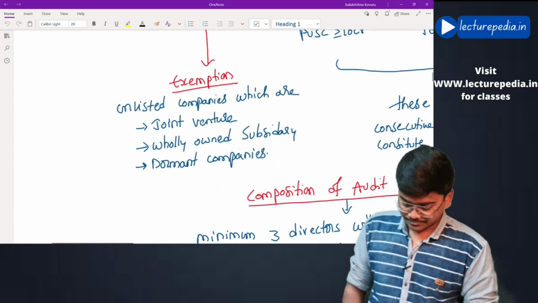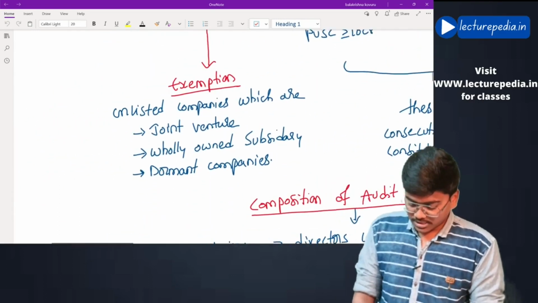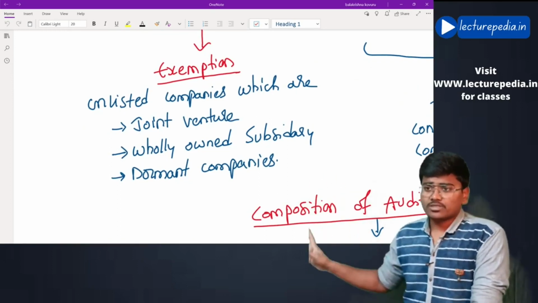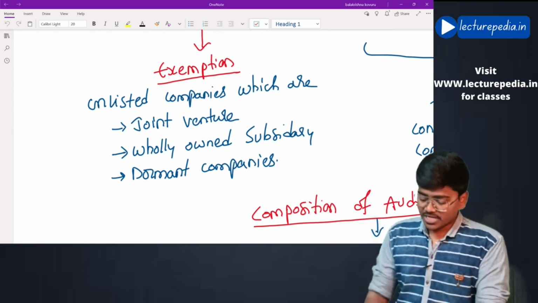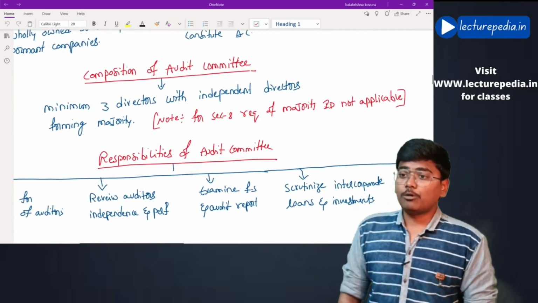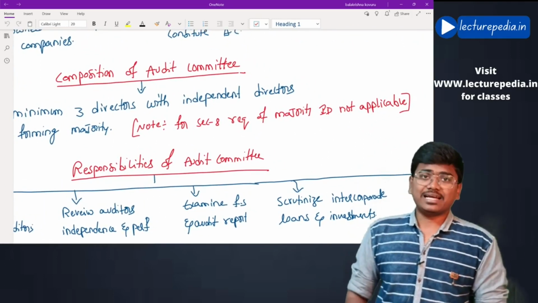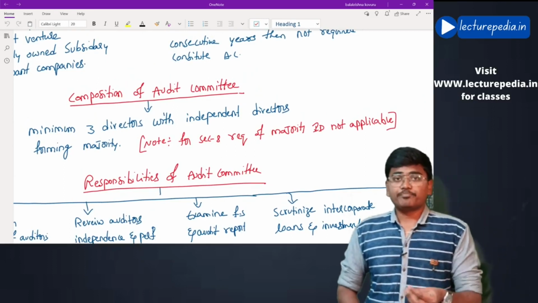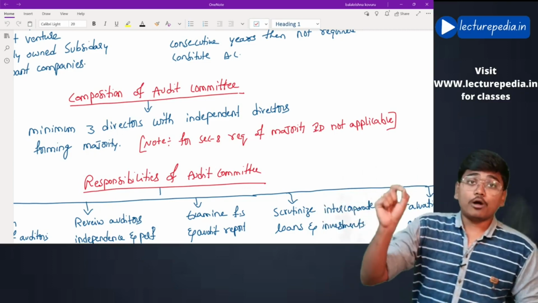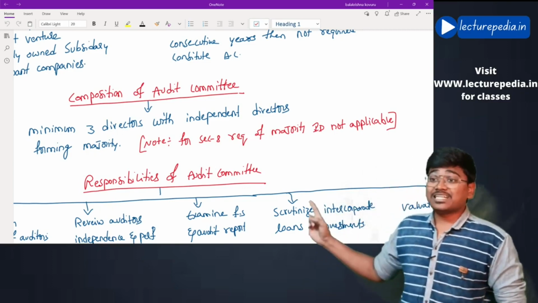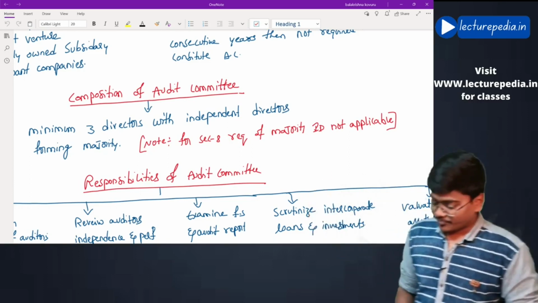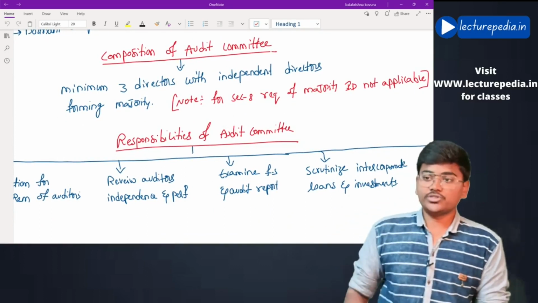Hope that is clear. Next, exemption. In these 3 types of companies, that is unlisted companies, which are joint venture company, wholly owned subsidiary and dormant companies, these companies need not constitute an audit committee. Okay, now composition of audit committee. How many directors must be present in the audit committee as members? Minimum 3 directors with independent directors forming majority. Okay, and for section 8 companies, the requirement of majority independent directors is not applicable. Hope that is clear. That would be the composition of audit committee.